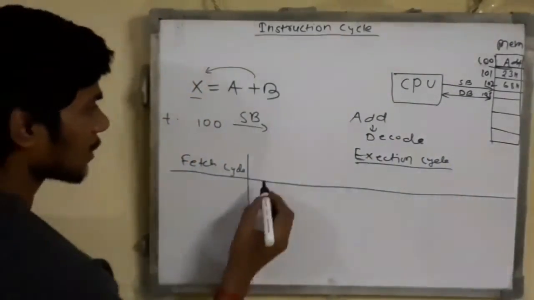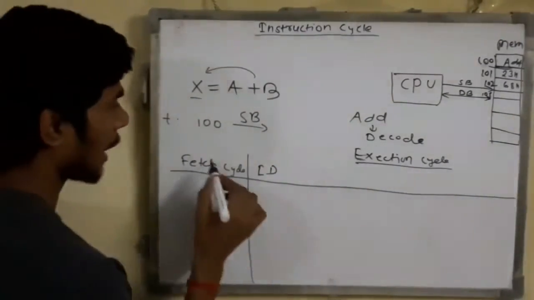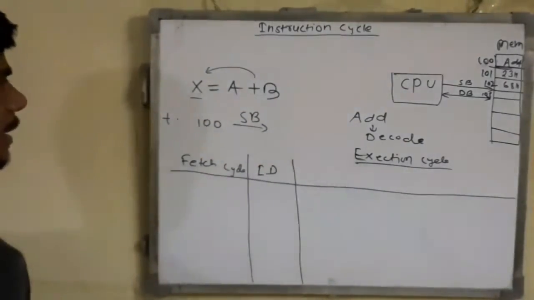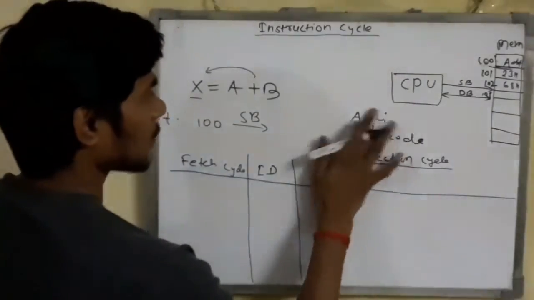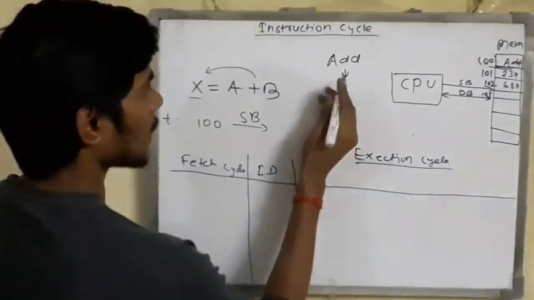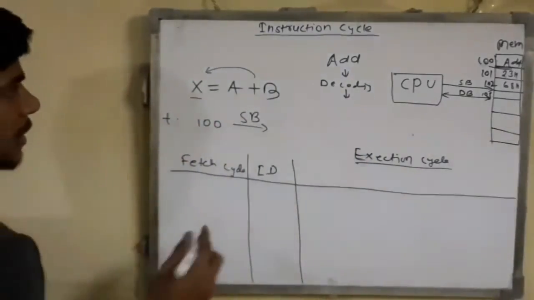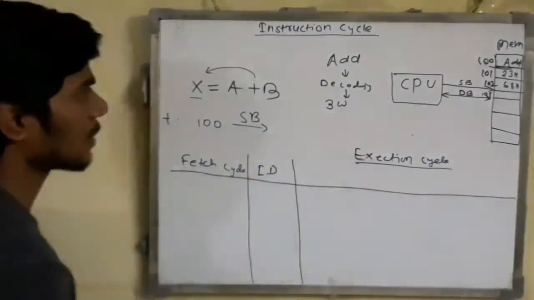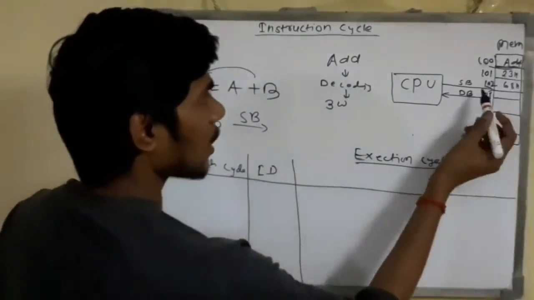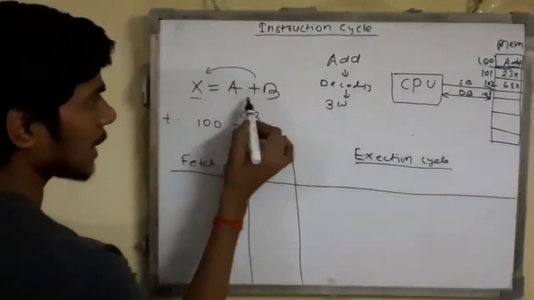First we did instruction decoding, that is, ID. After decoding the instruction, we found out that the instruction is of size 3 words. The first address contains the instruction, and the remaining 2 addresses contain the operands required to perform this operation. So we need A and B.